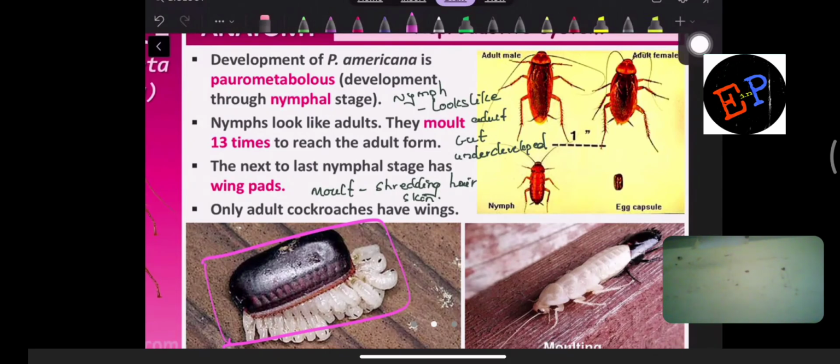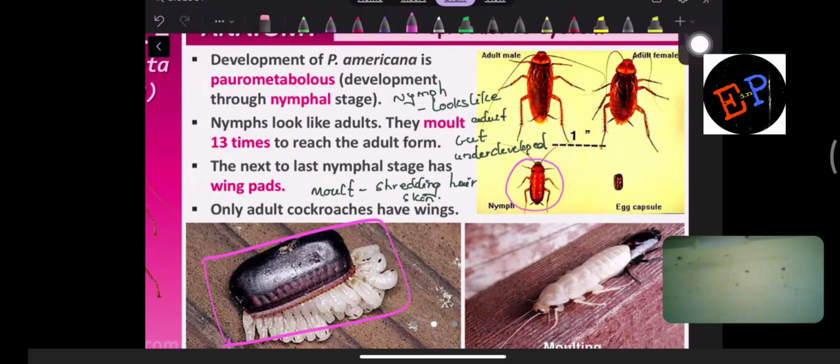So this nymph stage is a stage where it is an underdeveloped cockroach. The shape will be just like a cockroach only. The nymph also looks like a cockroach, but the parts are not highly developed. So that type of indirect development we call the nymph stage, and the nymph stage you can find in cockroach.